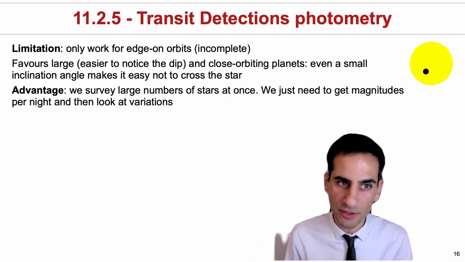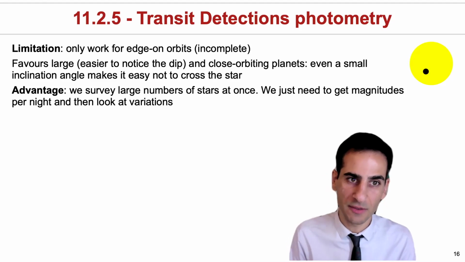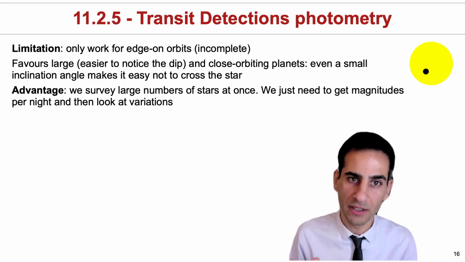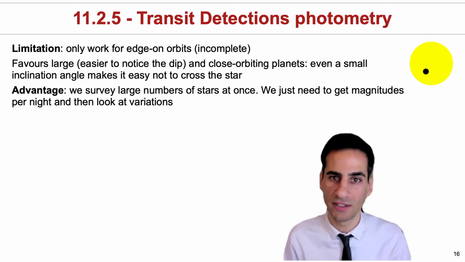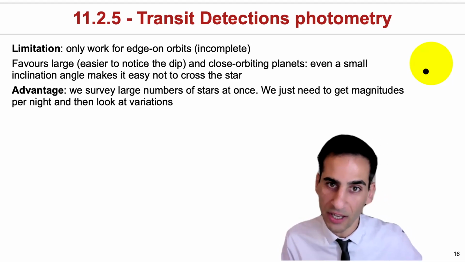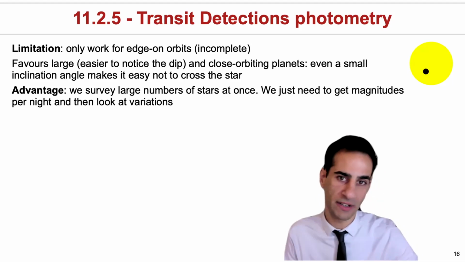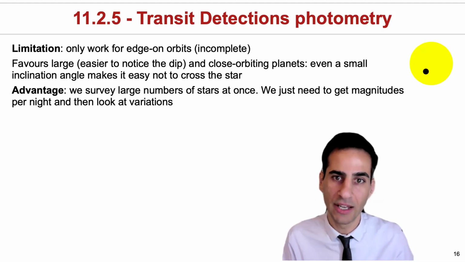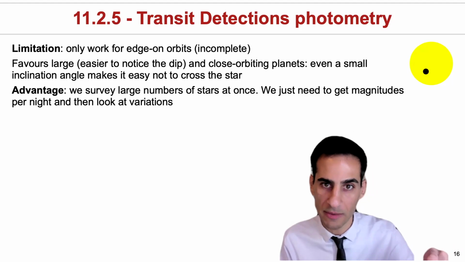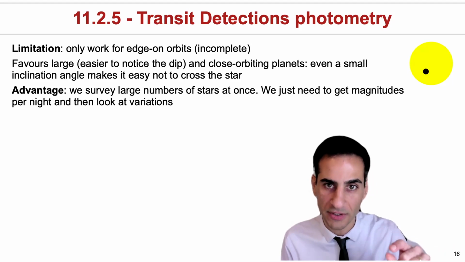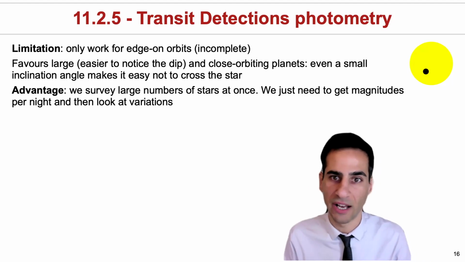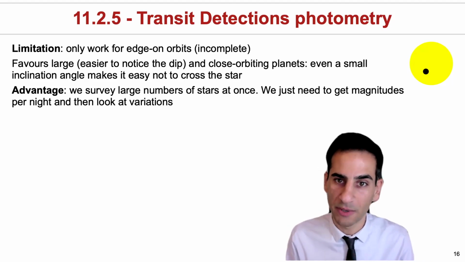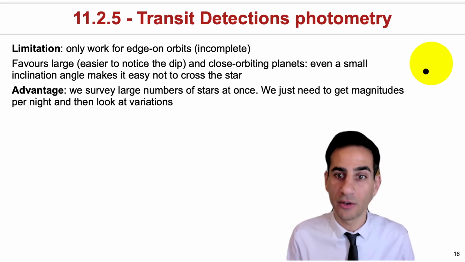But one of the huge advantages is the fact that we can use this method to survey a really large number of stars at once. And all we need to do is essentially go back to section 7, how we can convert counts into magnitudes, for example, and then look at how the magnitude of a star may be varying just a tiny little bit every now and then. And if there's a certain period, we can actually try to infer the presence of a planet or more planets and also their sizes.